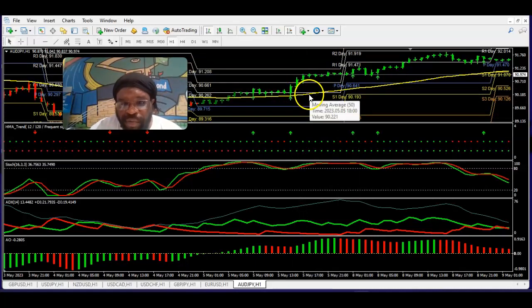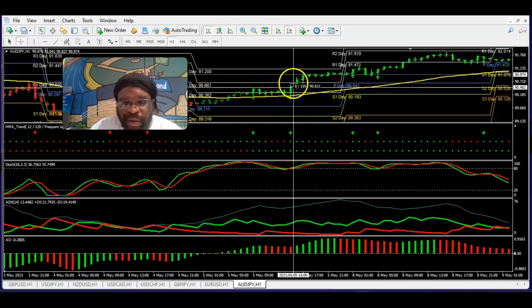So here's one. Price is above the 50, looking for buys. Our closest pivot point is here.